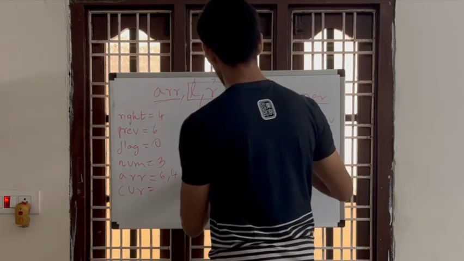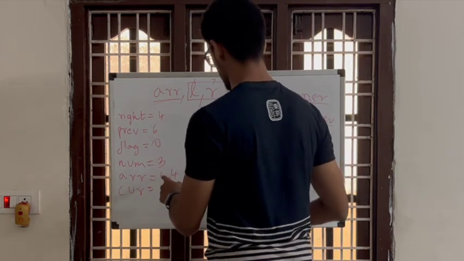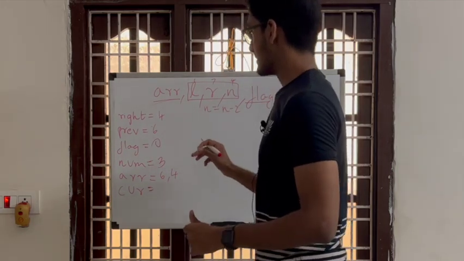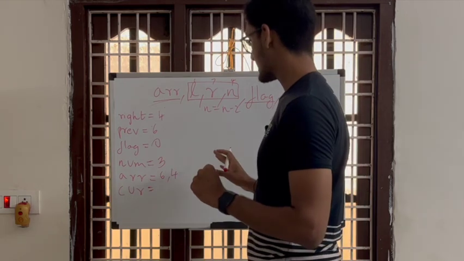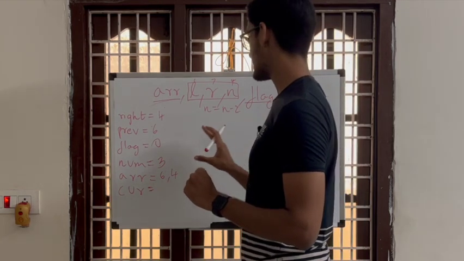Now we have these array values, and we have this previous and right. Now all we have to do in this case is, the first condition has been checked.